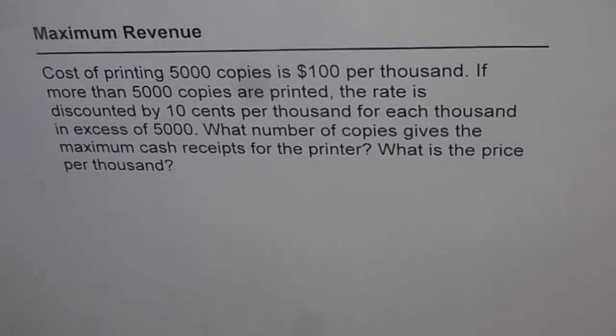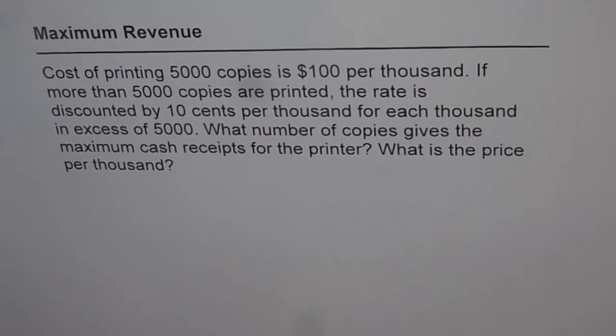Maximum revenue. The cost of printing 5,000 copies is $100 per thousand. If more than 5,000 copies are printed, the rate is discounted by 10 cents per thousand for each thousand in excess of 5,000. What number of copies gives the maximum cash receipt for the printer? What is the price per thousand, right?